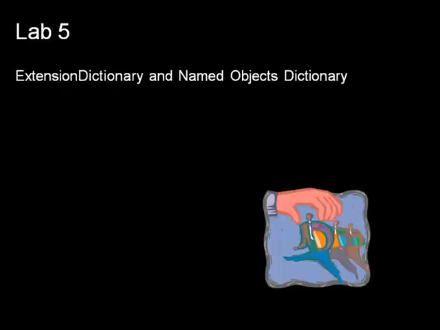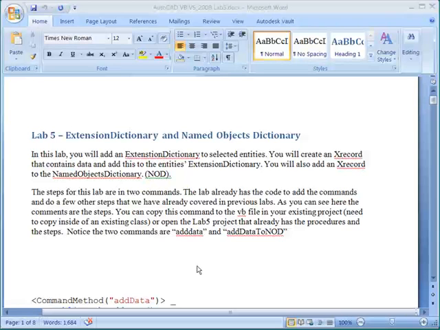Now let's go ahead and use the API in Lab 5 to access dictionaries. Here's our Lab 5 Word document. This lab is going to focus on an extension dictionary, that can belong to entities, and also the named object dictionary, which is a database level dictionary. So that would be for data that you want to have available in this drawing, like on a global scope.